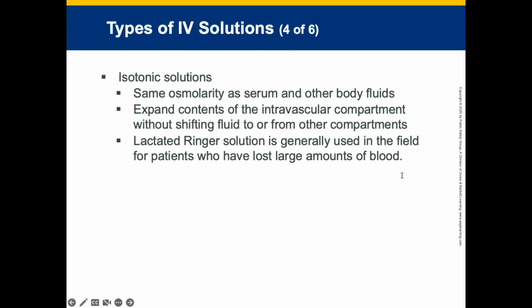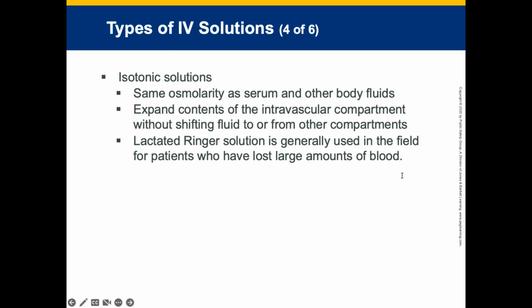All right? Patients with hypertension and heart failure are at great risk for fluid overload because their heart is not pumping effectively. Whether it be right or left-sided heart failure or complete heart failure, right? They can't push fluid. So if you give them too much isotonic solution, you can quickly have fluid overload. Lactated Ringer's solution is generally used in the field for patients who have lost a large amount of blood.